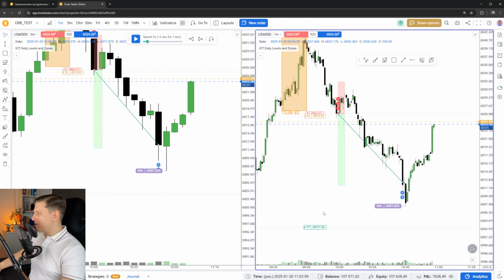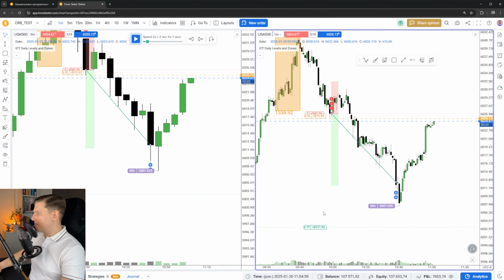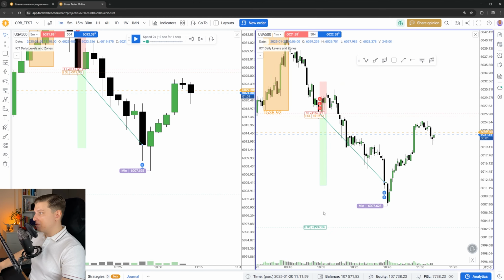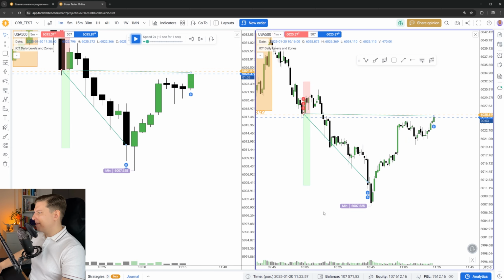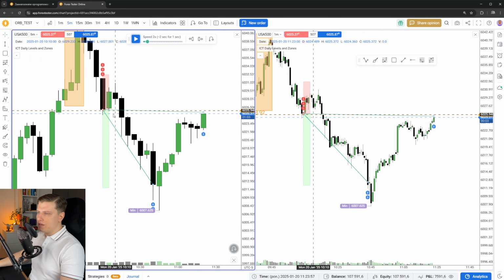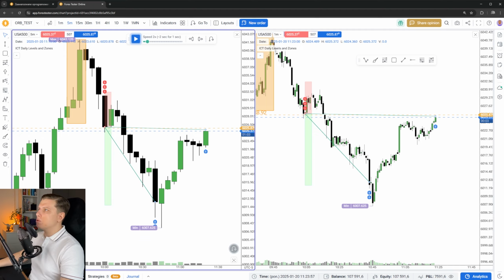Yeah, as you can see right now, is price going straight to our break even probably? So yeah, or not. That's interesting. Yeah, and break even. So that's cool. Another winning trade. As you can see, we capitalized on this move. So that was pretty cool.